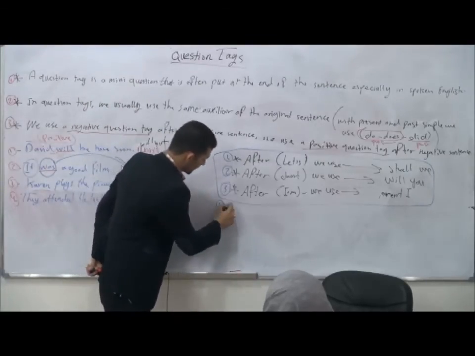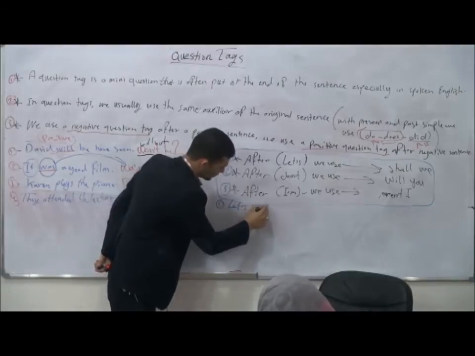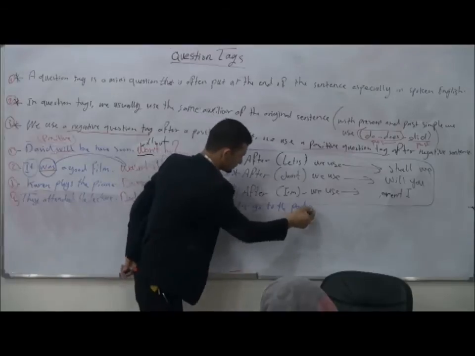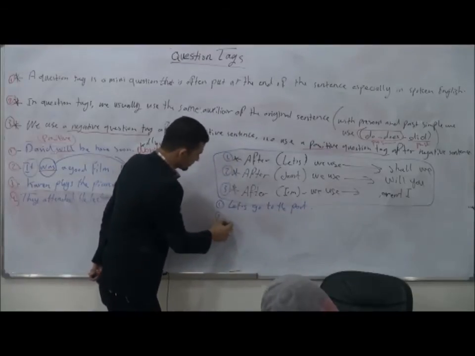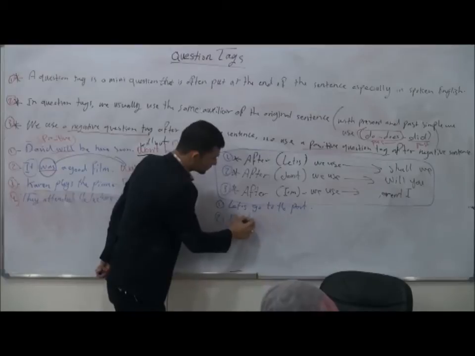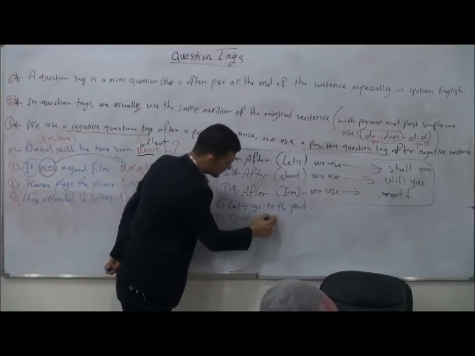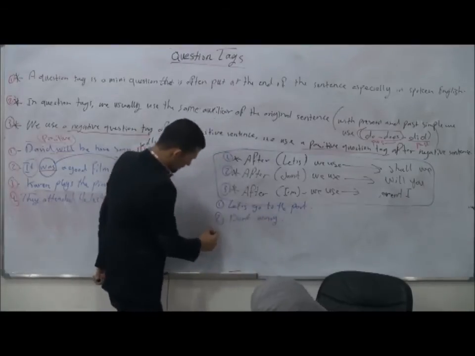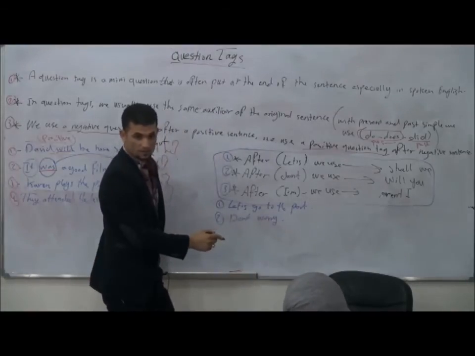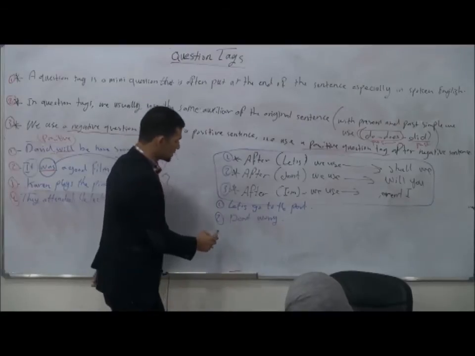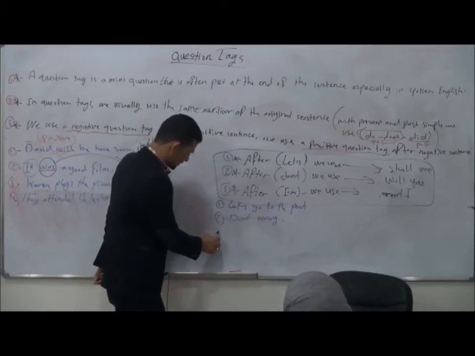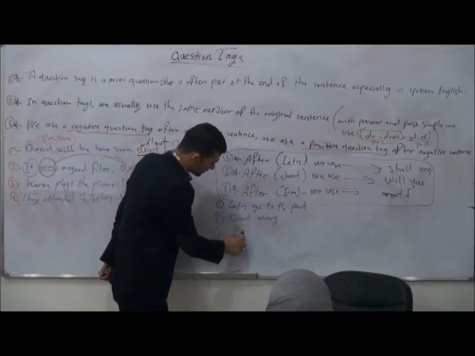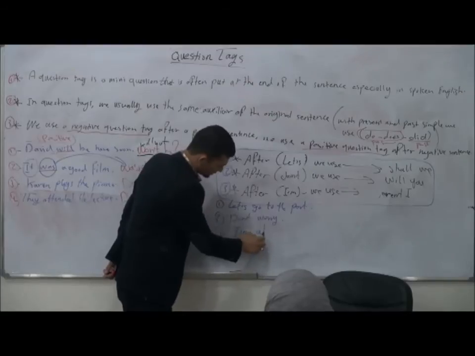Examples. Number 1: Let's go to the party. Number 2: Don't worry. Suppose that you are worried about the exam. Okay? Don't worry. The last one: you have an exam next week, right? Don't forget, you have an exam next week. Number 3: I am all right.